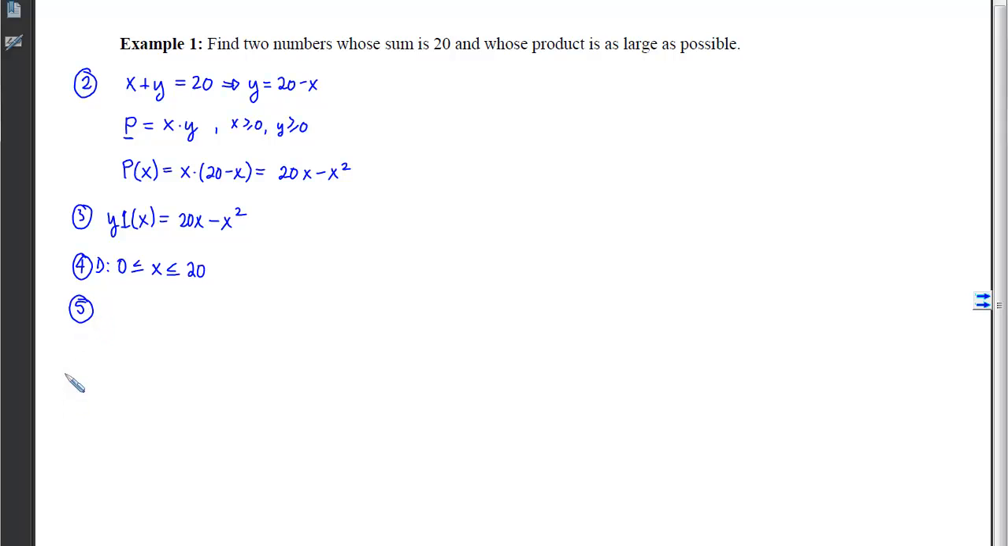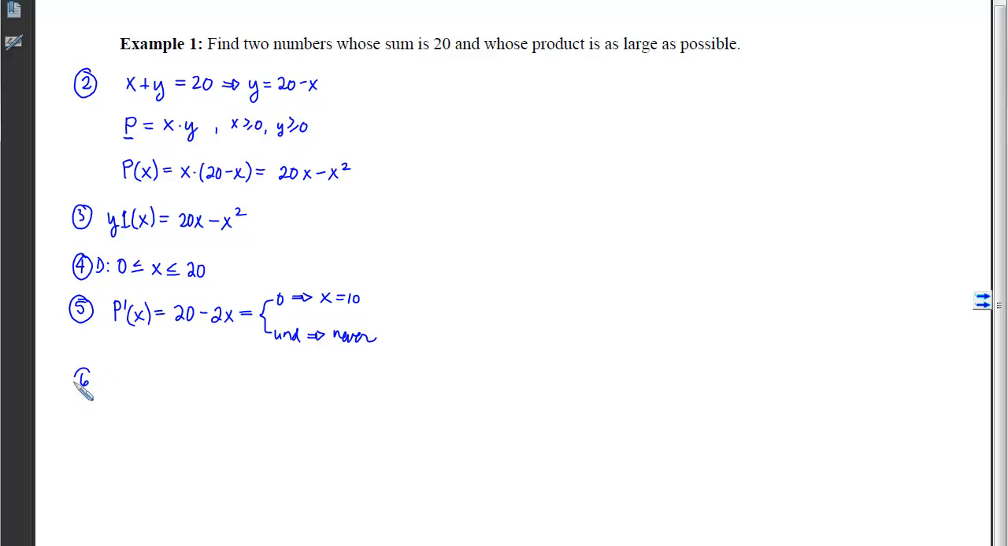So step 5 is the calculator step, and we want to support it analytically. So analytically, if we're trying to maximize things, we want to take the derivative and set it equal to 0 or undefined. So if I take the derivative of this, I get 20 minus 2x, and I'm interested in knowing when that derivative is 0 or undefined. We can see that it's never undefined, and we can see that it is 0 when x is 10.